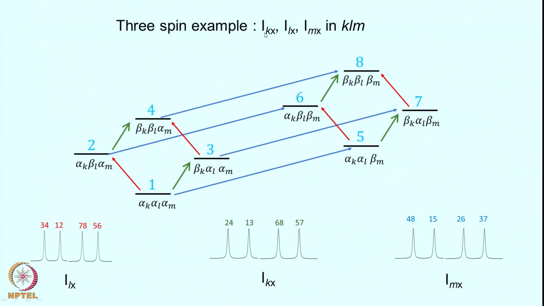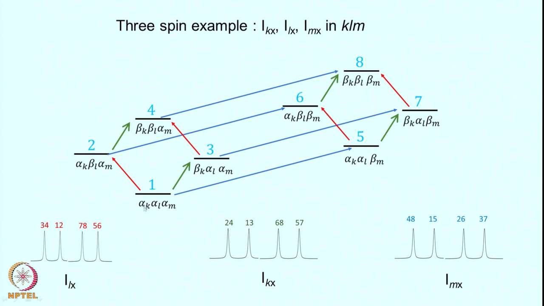Now each one of them will have how many transitions? Suppose there is a coupling between K and L, L and M, and K and M, all 3 spins are coupled. Then I will have 4 transitions for each one of those, because each coupling leads to a splitting into 2, therefore I will have 4 transitions. Now the energy level diagram for the 3 spin system will have 8 energy levels, as I mentioned to you earlier in the case of 2 spins.